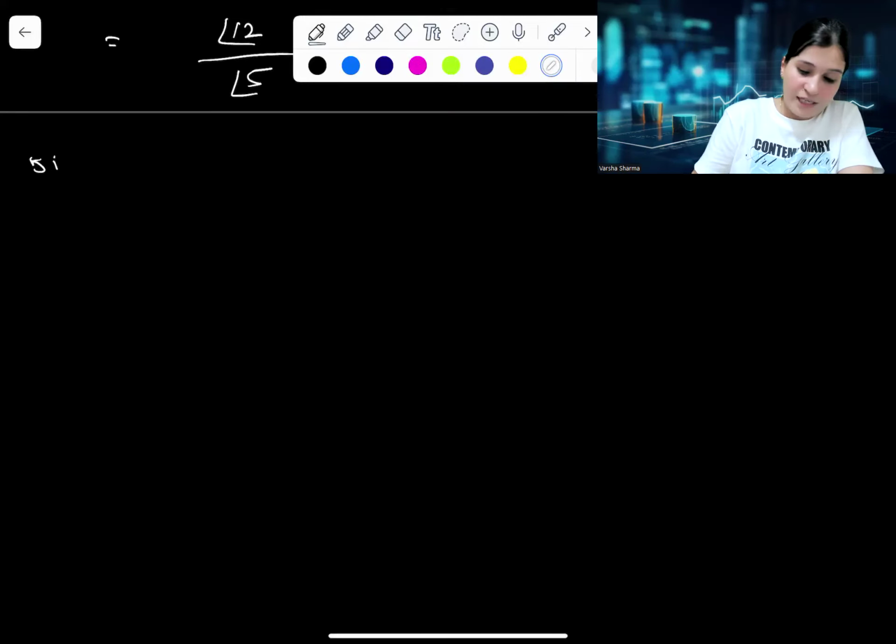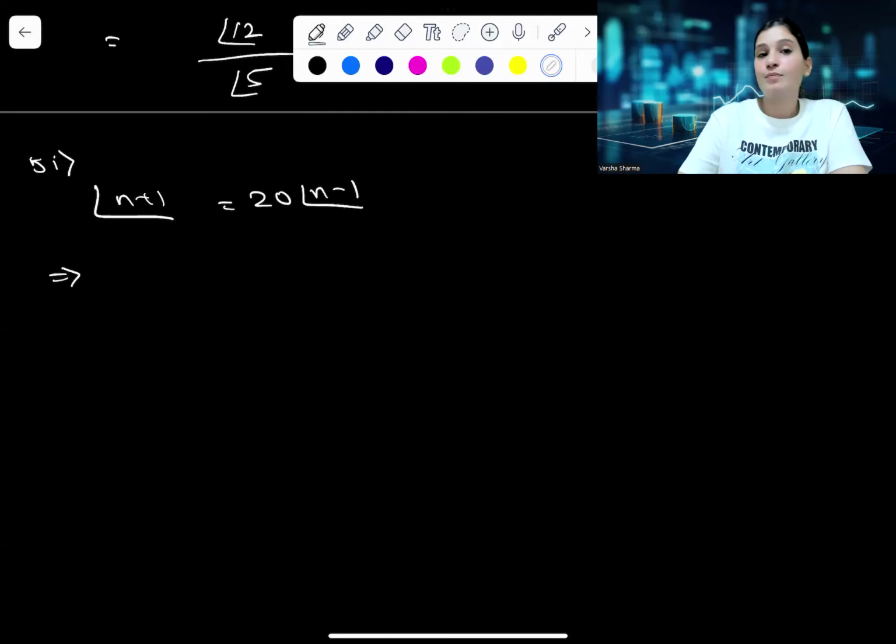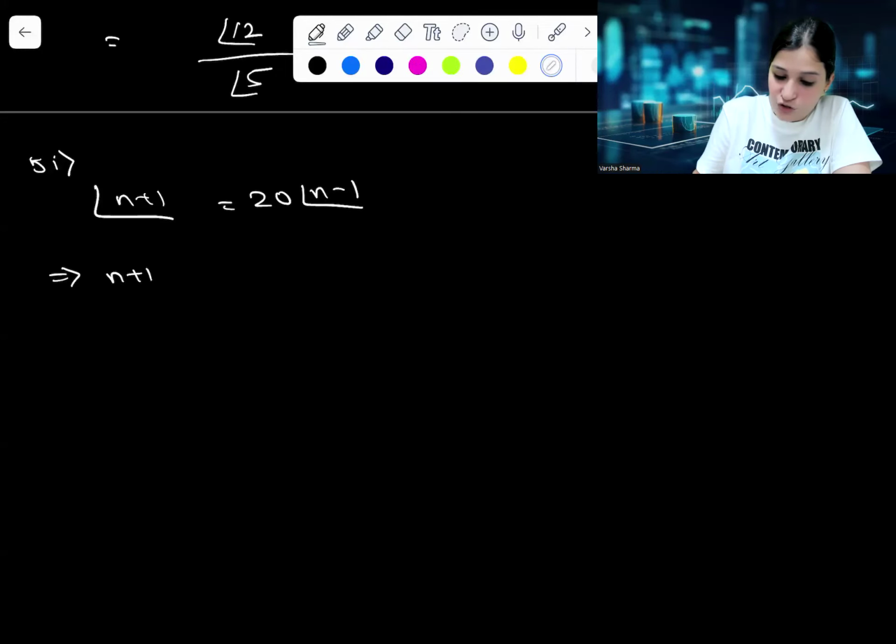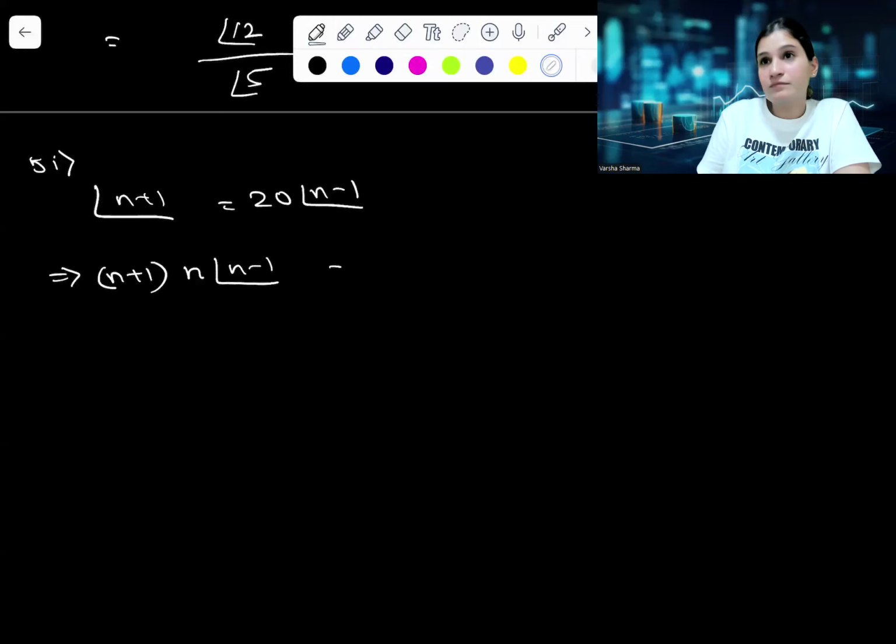Question number 5, equations. (n plus 1) factorial is 20 times (n minus 1) factorial. So we open the larger factorial. So we'll open n plus 1. So n plus 1 is the first one. Second will be n plus 1 minus 1, that is n. Next will be minus 1, so n minus 1.